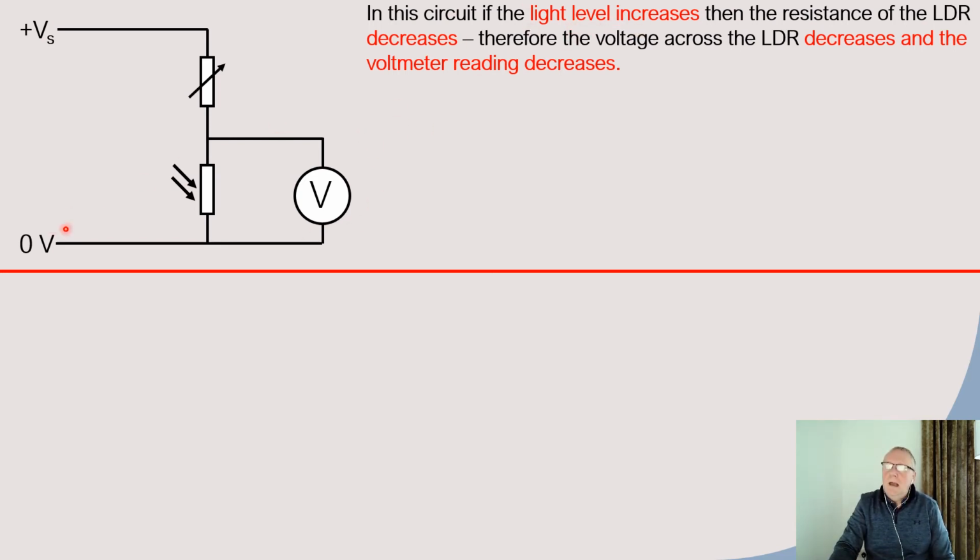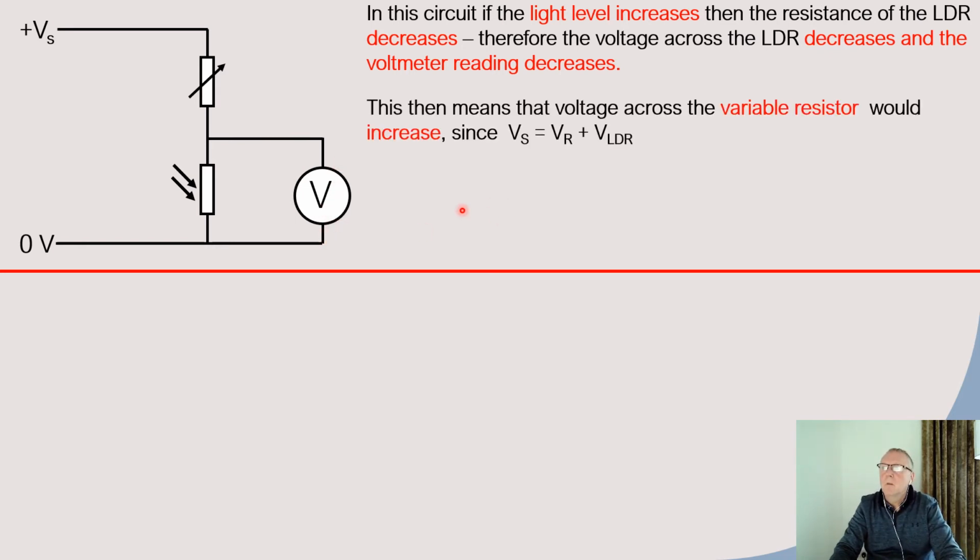So if we increase the light level on the LDR, remember it's a kind of inverse thing. The resistance of the LDR decreases, and so therefore it gets a smaller share of the supply voltage, and the voltmeter reading in this case would decrease. Because remember, the voltage across the variable resistor and the voltage across the LDR must add up to the supply voltage. So if this voltage is decreasing, then the voltage across the variable resistor must increase.